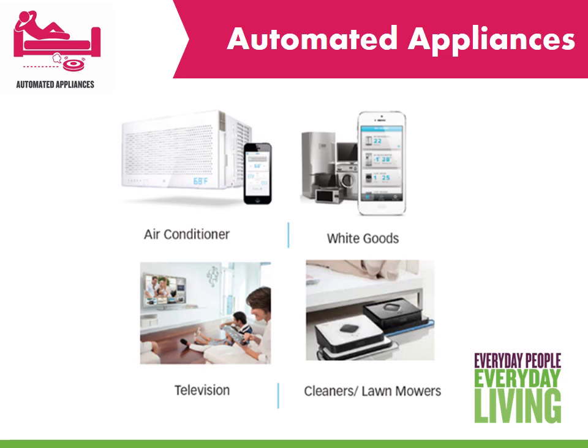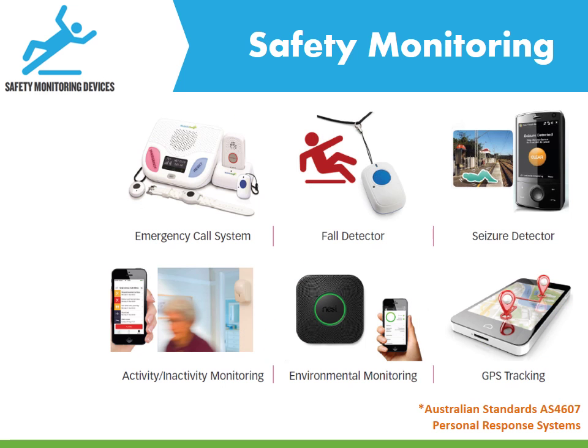Smart televisions allow you to access the internet through the television, and you can download applications onto these which can provide assistive technology features and functions. Cleaners and lawnmowers: you can get robotic vacuum cleaners and robotic lawnmowers, which will clean your floors or mow your yard. The third category is safety monitoring devices.